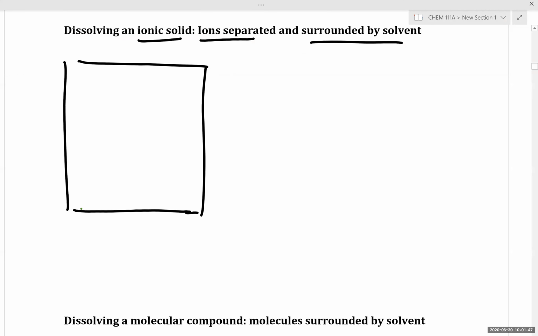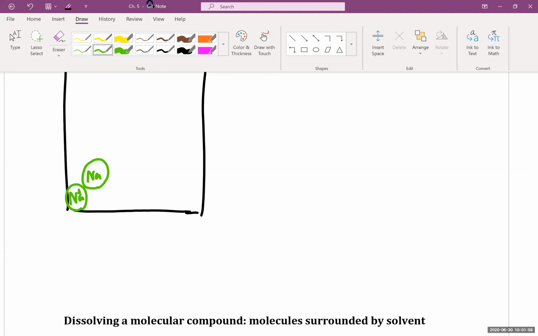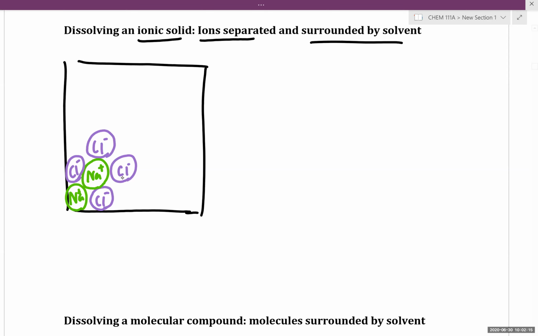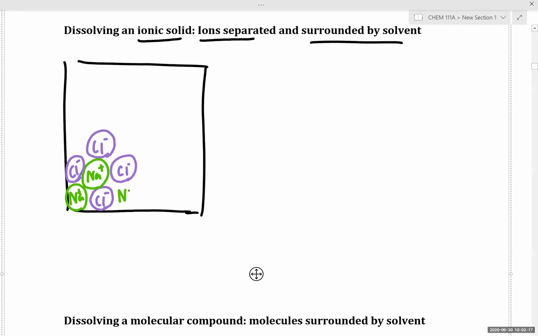So let's suppose we have some sodium chloride. Let me draw out some sodium chloride. Sodium chloride is an ionic compound that consists of cations and anions. It's not going to be a perfect illustration, but the main feature of ionic compounds is that they contain charged cations and anions.